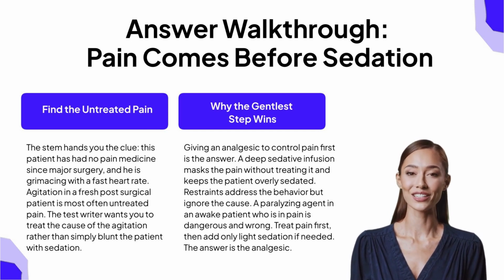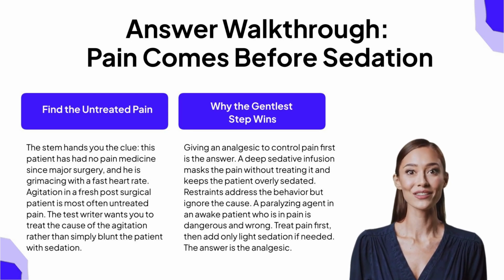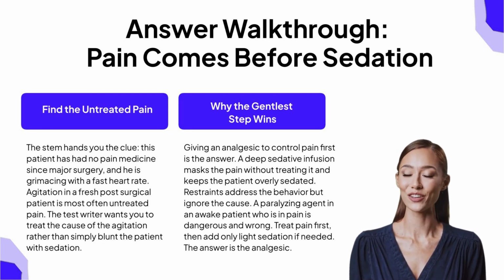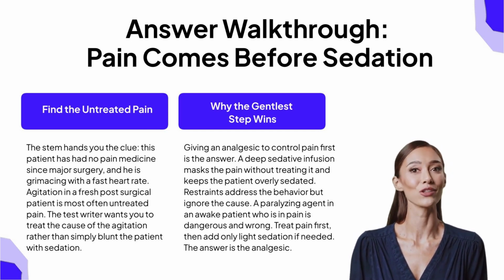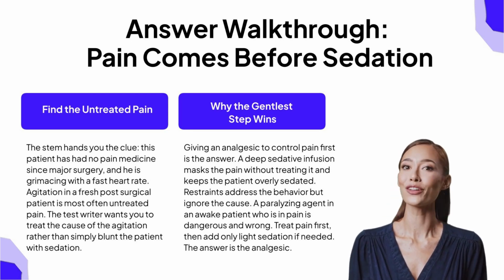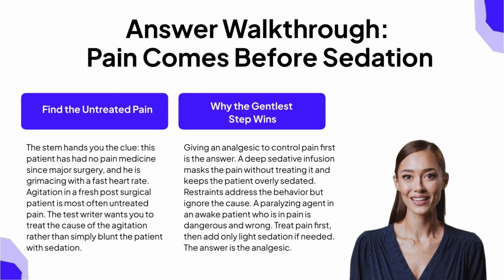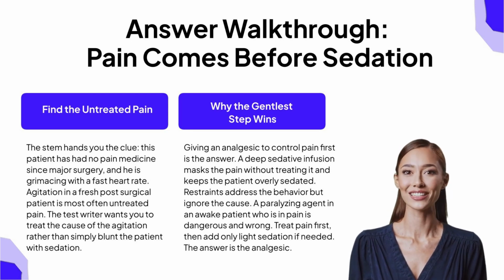Now, why does the gentlest step win? Giving an analgesic to control the pain first is the answer. A deep, continuous sedative infusion masks the pain without treating it and leaves the patient overly sedated, which is exactly what modern critical care tries to avoid. Applying restraints addresses the behavior but ignores the cause. Giving a paralyzing agent to an awake patient who is in pain is dangerous and clearly wrong. The rule is to treat pain first, then add only light sedation if it is still needed. The correct answer is to administer an analgesic to control pain first.